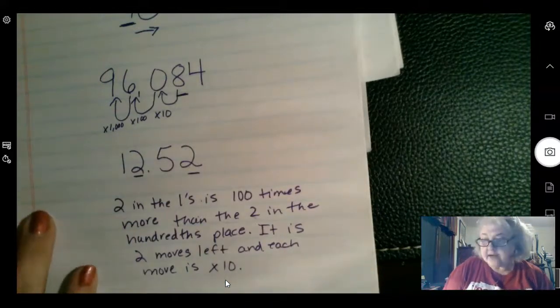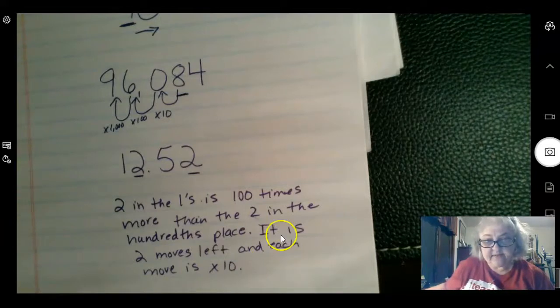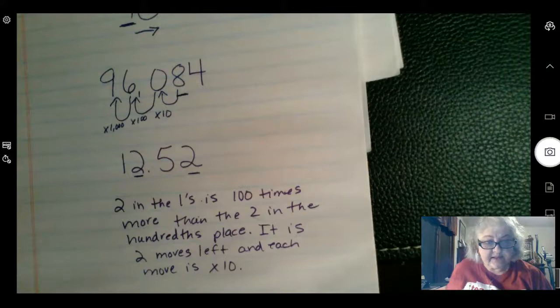So that concludes our task on dancing digits. I hope that you learned more about decimal place value by doing this task.